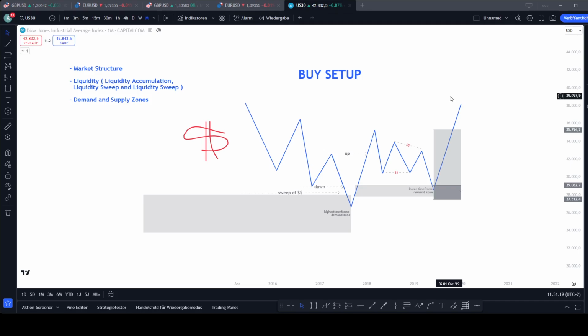Guys, I must always tell you something. You don't need 10 systems, you don't need 5 systems or 3 systems. Consistency requires doing the same thing over and over again until it becomes a habit. So, me personally, each time I look to enter a trade, I focus on market structure, liquidity, demand, and supply zones. Then once I'm able to identify these 3 concepts, I enter a trade based on my setup.